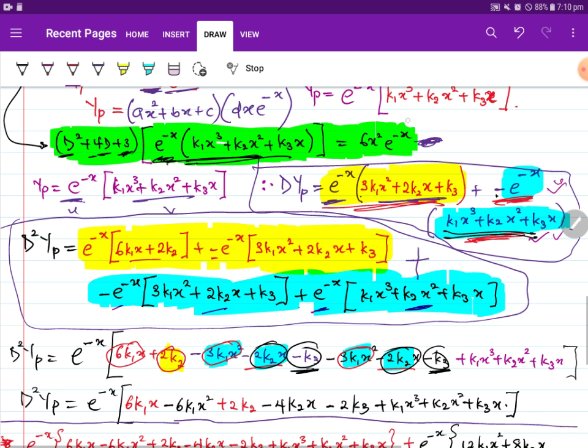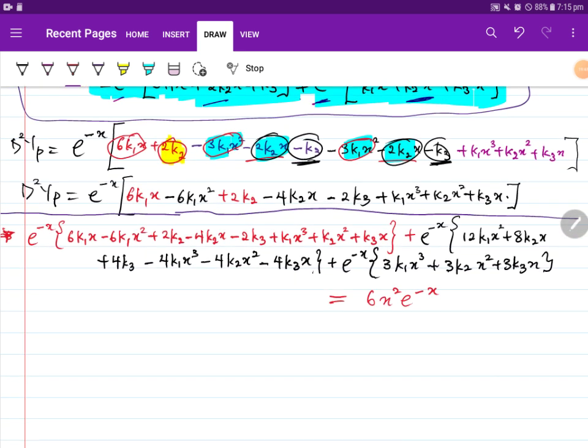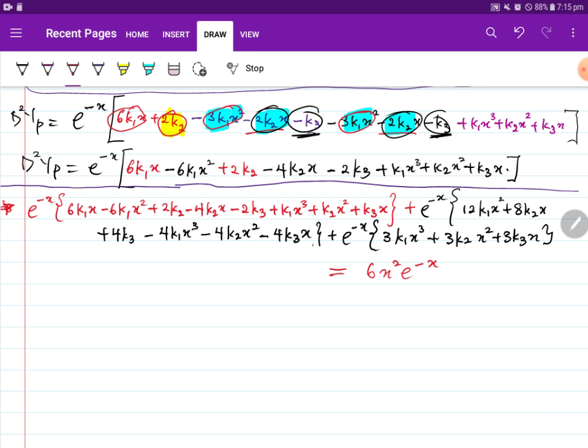What is my right hand side? That's 6x square exponential minus x. Okay? So exponential x, that's what we use to get our yp. Now from here, exponential is common in everything, so better still, I can factorize the whole exponential out. If I factorize this exponential, this exponential, this exponential out, exponential will cancel exponential. Therefore, I can let go of all exponential at both sides.